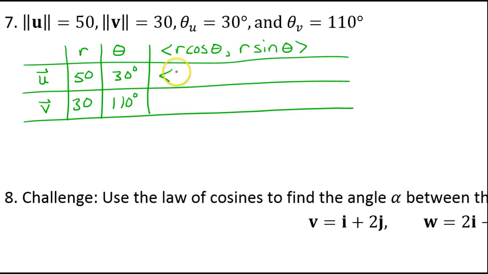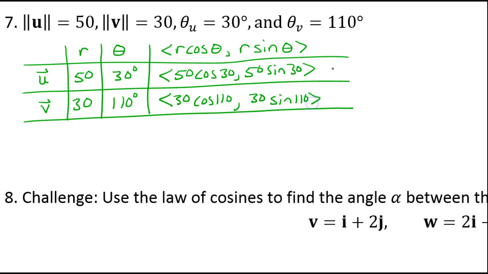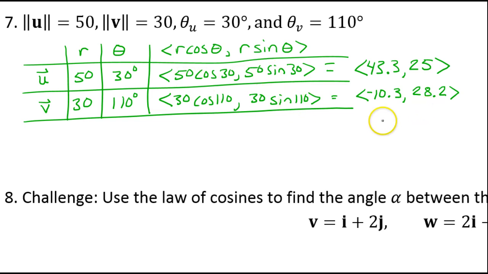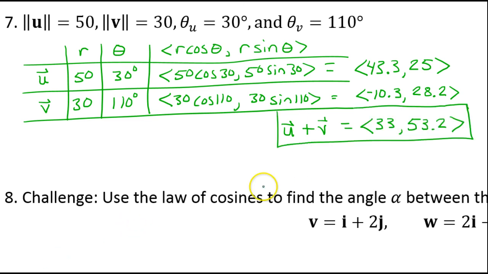In component form, I can calculate by doing r cosine theta, so that's going to be 50 cosine 30, and then r sine theta, so that'll be 50 sine 30. For vector v, it'll be 30 cosine 110 and 30 sine 110. All right, let's put each of these four quantities in the calculator and see what we get. So these are the values that you get. If I want to find the sum of vector u plus vector v, I should be able to simply add the corresponding components. So the vector u plus v should equal 33, 53.2.